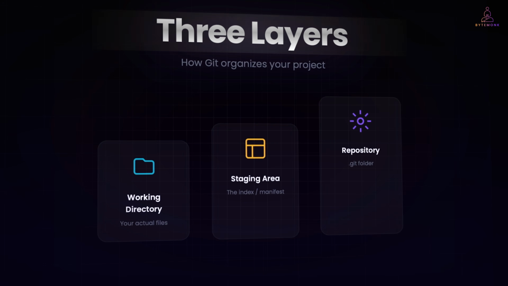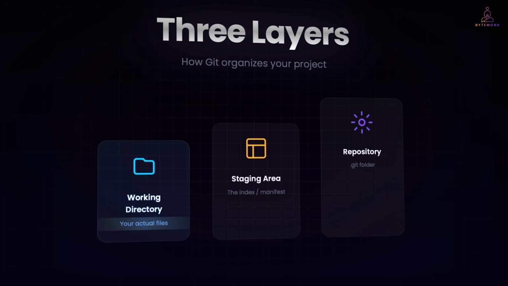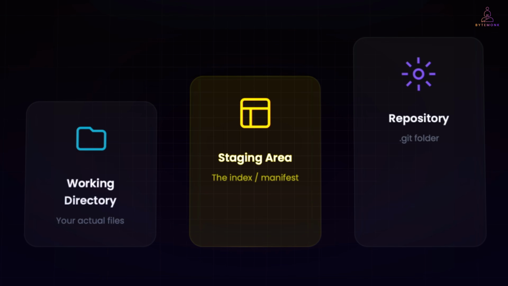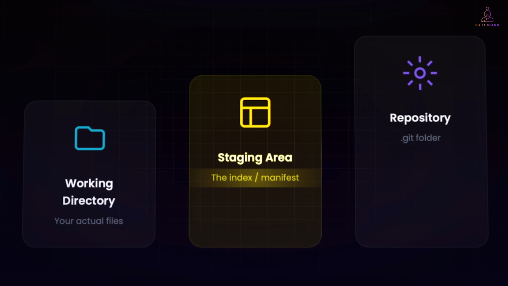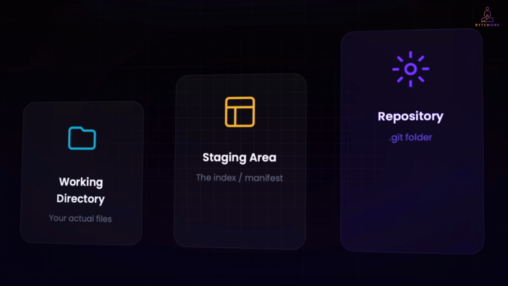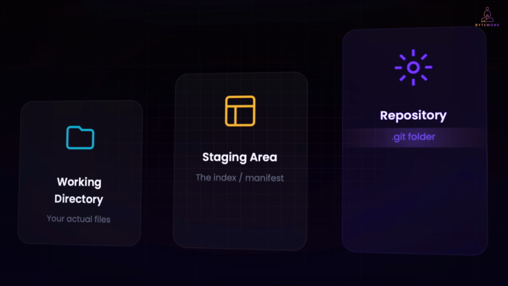Git views your project in 3 layers. Your working directory, the actual files you edit; the staging area, also called the index, where you place things for the next commit; and the repository, the .git folder where Git stores everything.